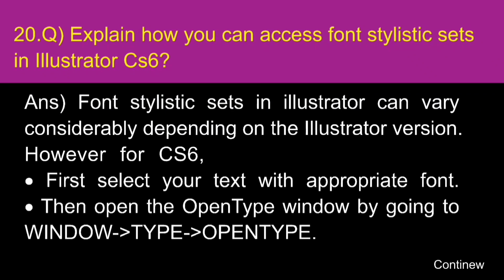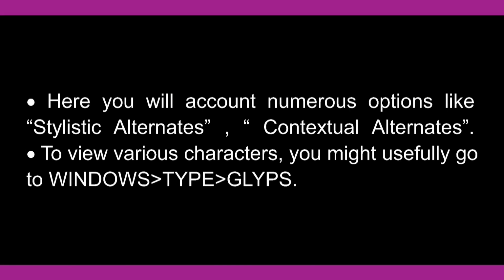Explain how you can access font stylistic sets in Illustrator CS6. Font stylistic sets in Illustrator can vary considerably depending on the Illustrator version. However, for CS6, first select your text with the appropriate font. Then open the OpenType window by going to Window, Type, OpenType. Here you will encounter numerous options like stylistic alternates and contextual alternates. To view various characters, you might usefully go to Window, Type, Glyphs.